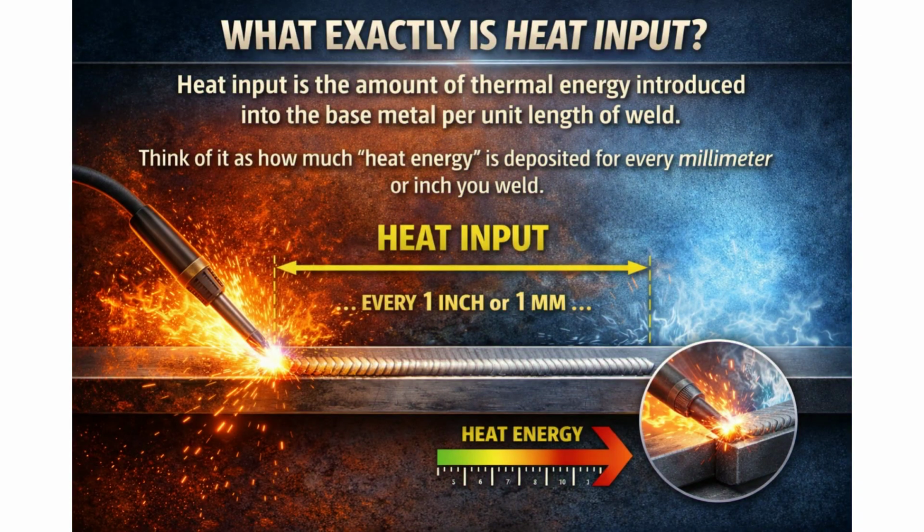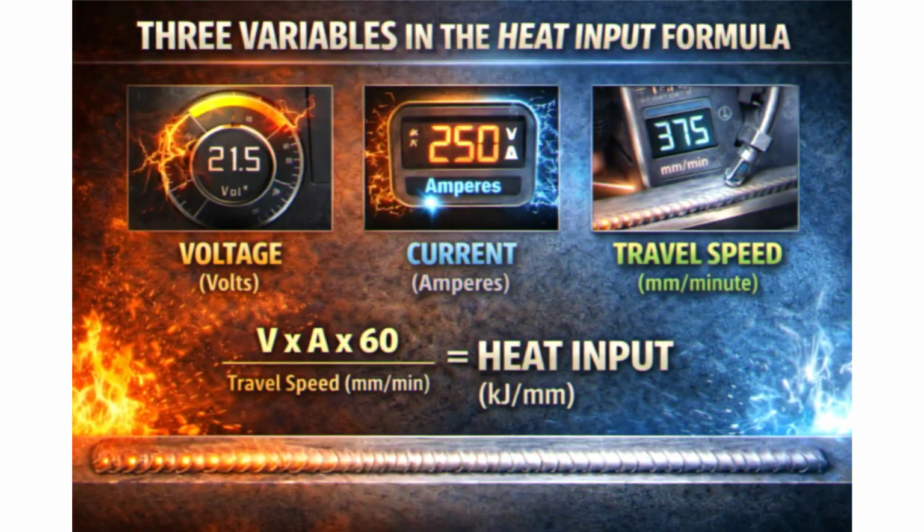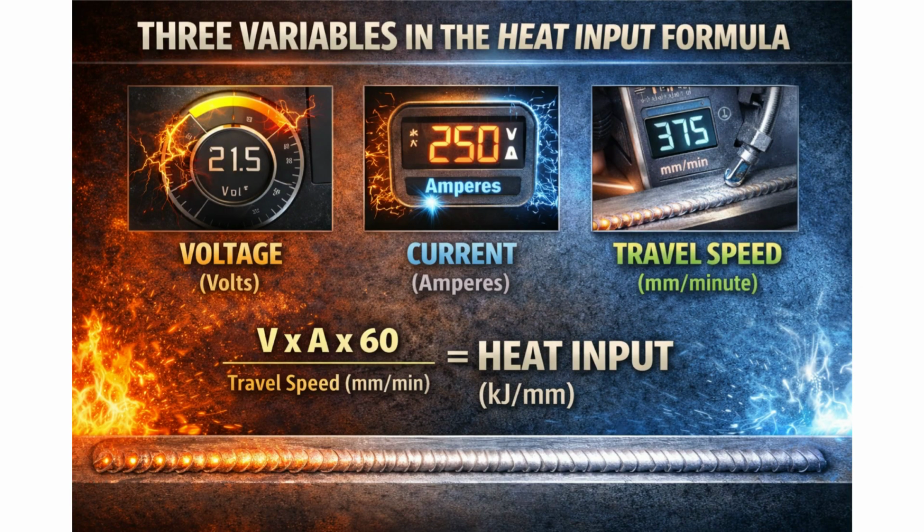So, what exactly is heat input? In simple terms, heat input is the amount of thermal energy introduced into the base metal per unit length of weld. Think of it as how much heat energy is deposited for every millimeter or inch you weld. The formula involves three key variables: voltage, measured in volts, current, measured in amperes, and travel speed, measured in millimeters. The result is given in kilojoules.